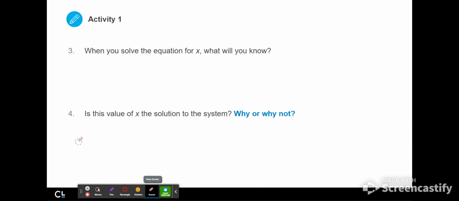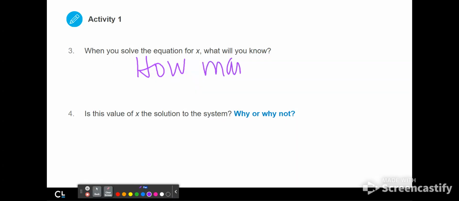Okay. When we solve for x, what will we know? Thoughts? You're going to know how many weeks it will be equal. And then is x going to be the solution? Well, it's going to be part of the solution.